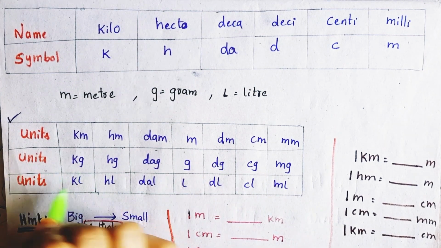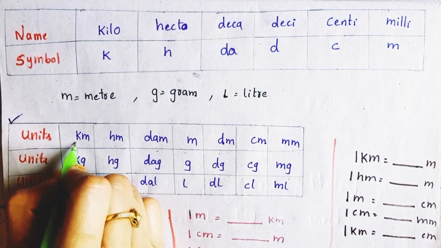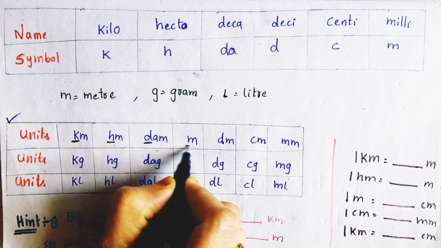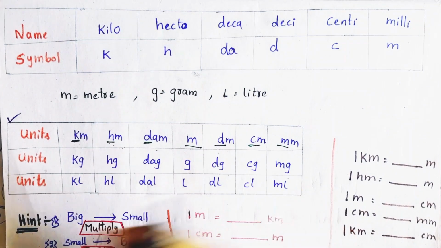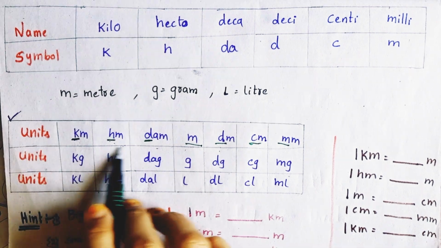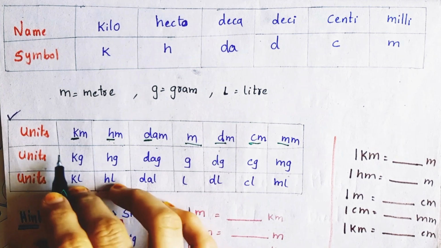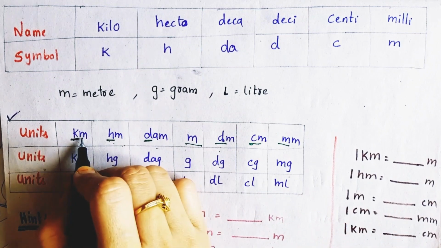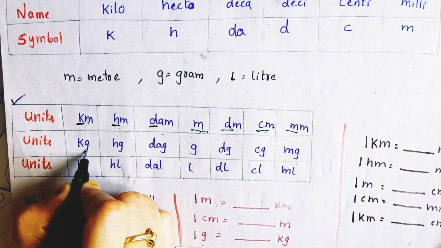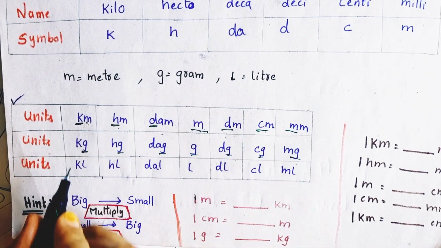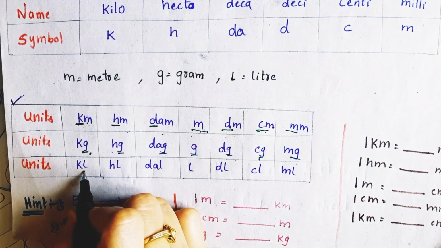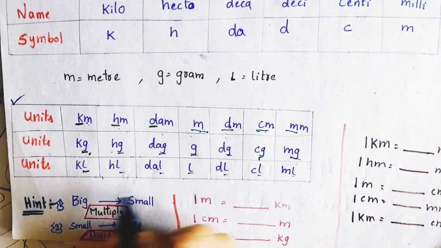Before moving to this table, I just want to highlight the first letters of this table: K, H, D, M, D, C, M. Because this is very important to further solve the problems. Have a look at this first horizontal line. What is common here? M is common. M stands for meter. Then in this second line, observe G. G is common. So G stands for gram. And in the last one, L is common, it stands for liter.